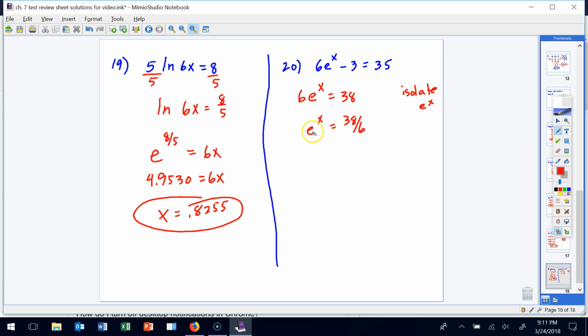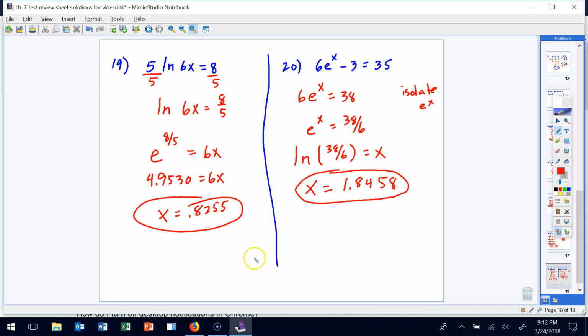So now that we've isolated e to the x, we're ready to change this into a natural log. So you notice how it works. Natural log equations get converted to e to the power. E to the power get converted to natural logs. That's how you solve these. So natural log 38/6 equals our answer, x. So using our calculator, hitting the natural log button, ln, putting in parentheses 38/6 equals, and you should get 1.8458 as your final answer.